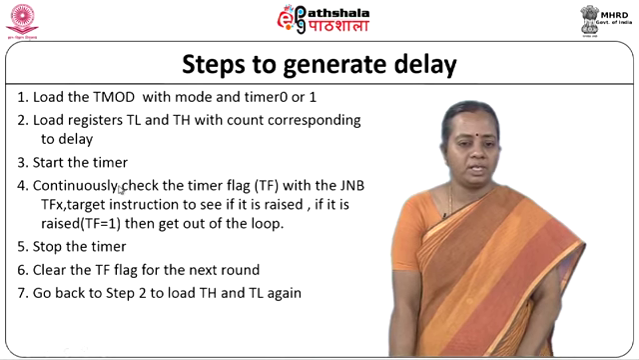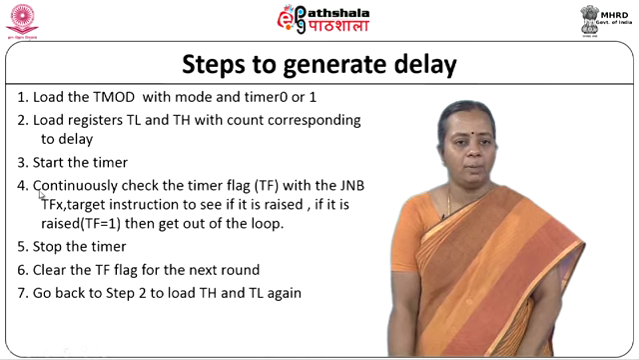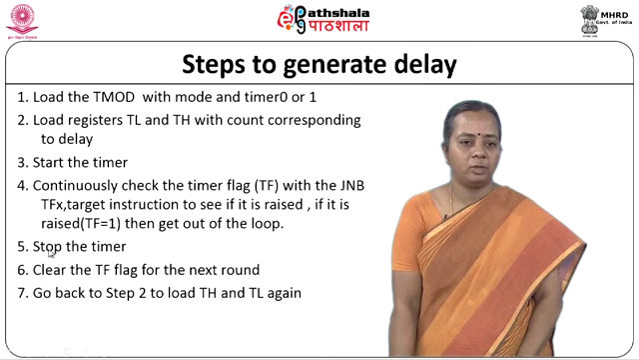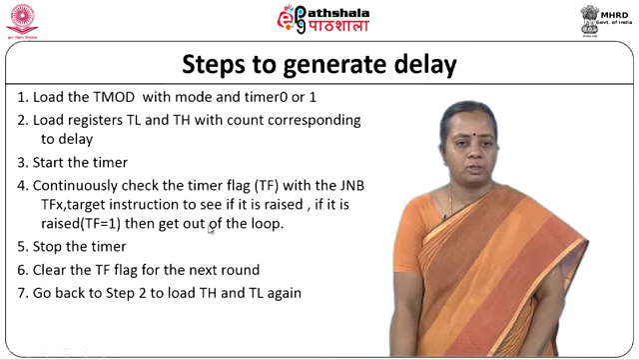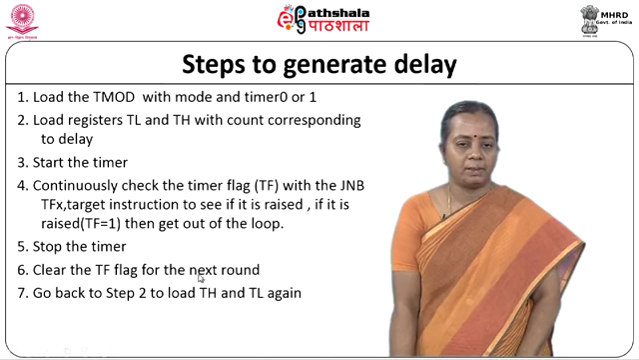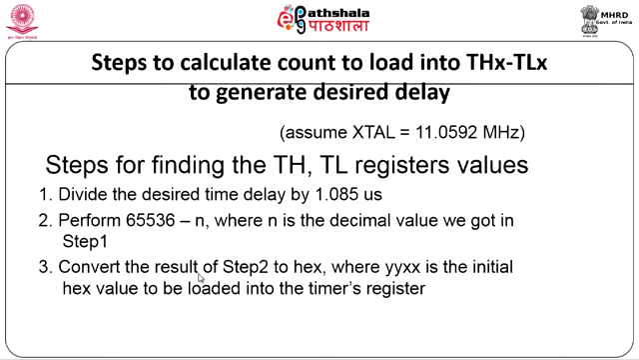If I want to generate this delay continuously, then I have to go back to loading the registers again and count again and again. So, we put it in a loop from step 2 to 7, so that I can generate the delay continuously. Now, how to find out what values have to be loaded into your TH and TL is also a major task when you require a particular amount of delay. The first thing is, if I want to make a particular delay, I first have to find out how much time one machine cycle takes.